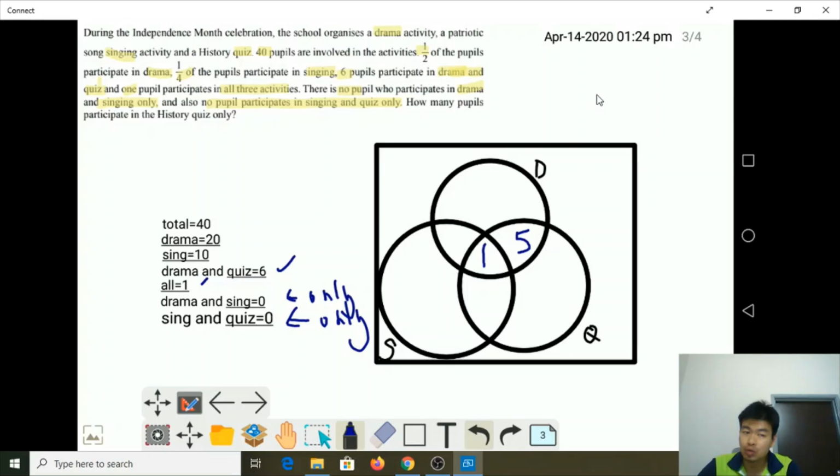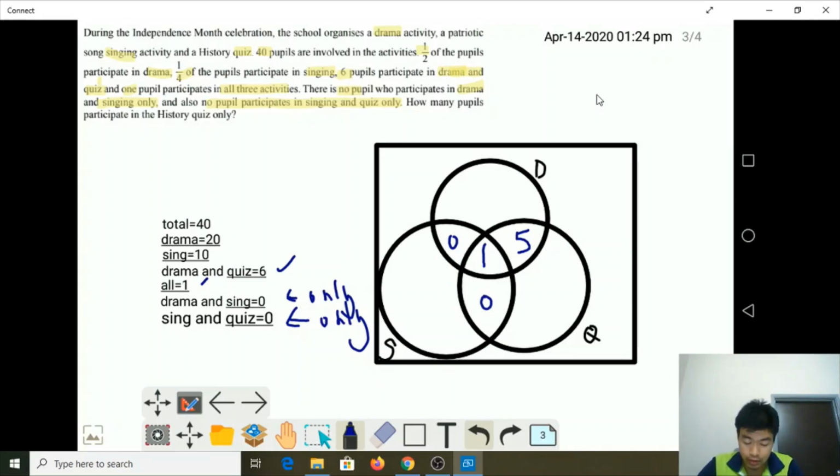Next one, drama and sing only, 0. Drama and sing only, 0. You can put a 0 over there. Sing and quiz only, also 0. All right, good. So now we can fill the outer ring.